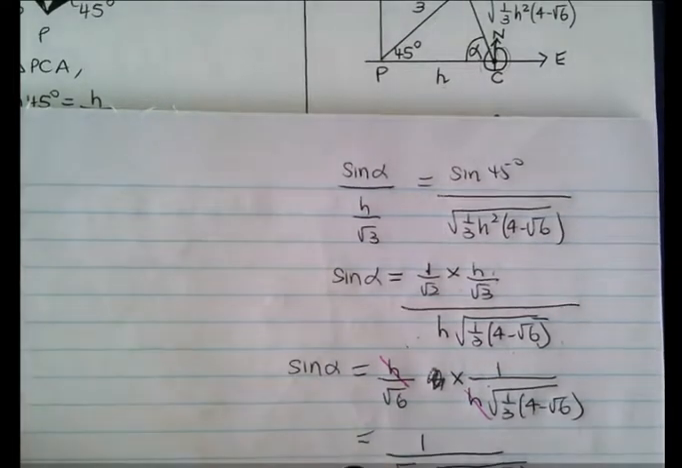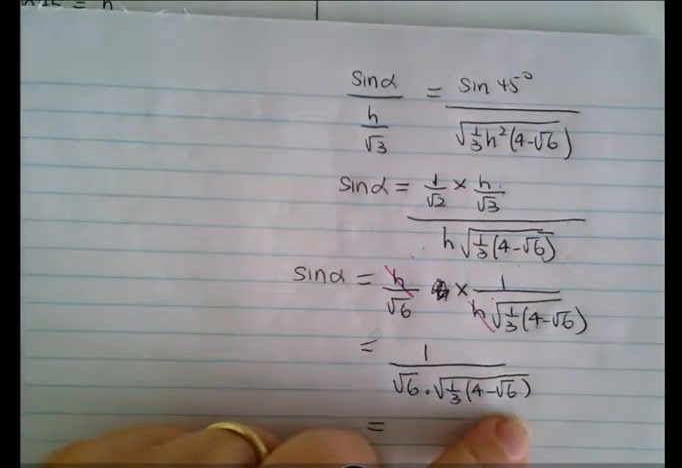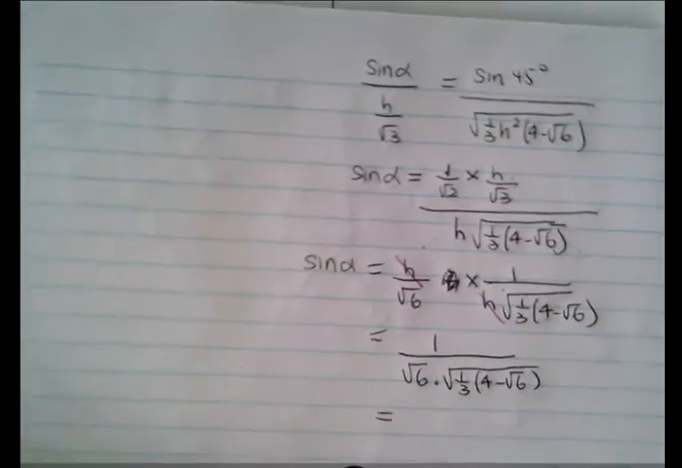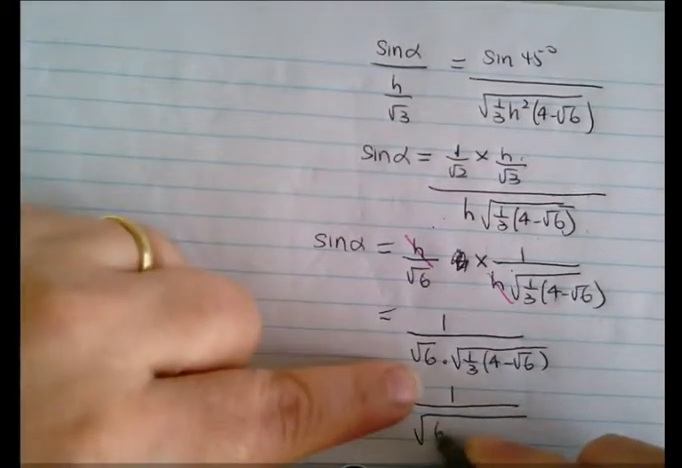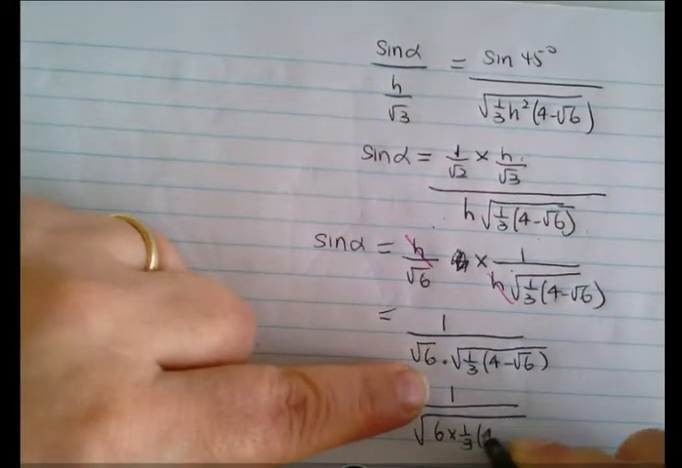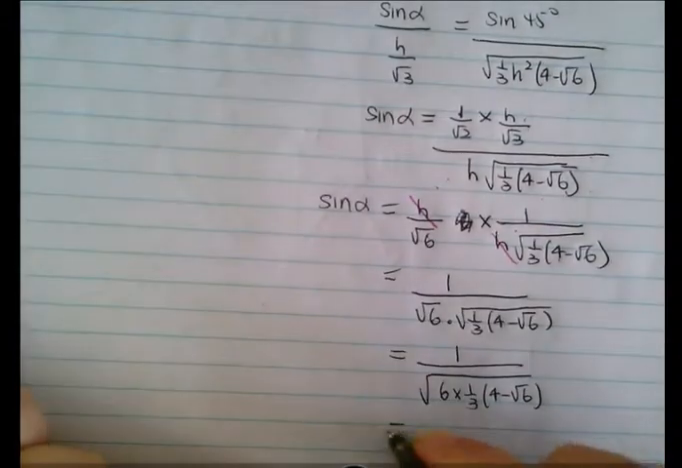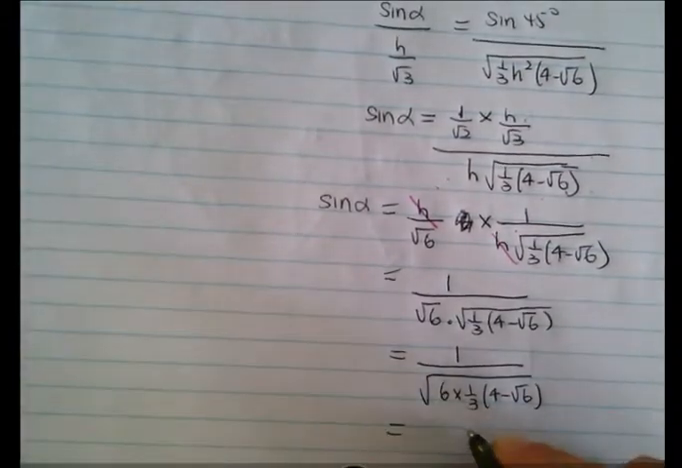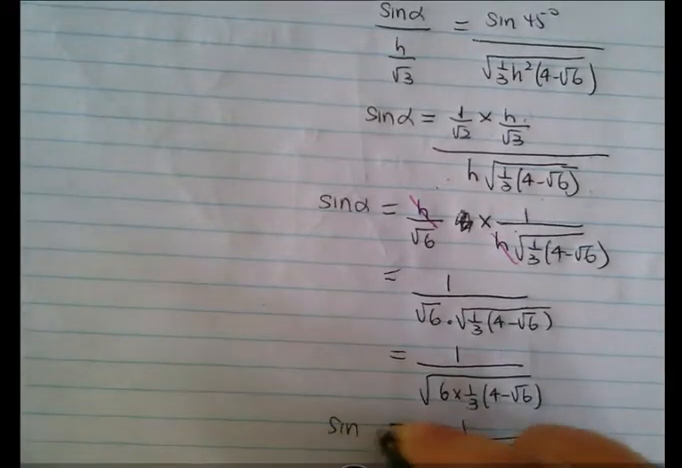When you're multiplying, you know the square root of A times the square root of B, you can put them all under the one square root sign. That's a rule. So that's 1 over the square root of all of it together, 6 times a third, 4 minus root 6, and it just helps you work it out. Now what's 6 times a third? It's 2. It's 1 over the square root of 2 times 4 minus root 6. So that's what sine alpha is.